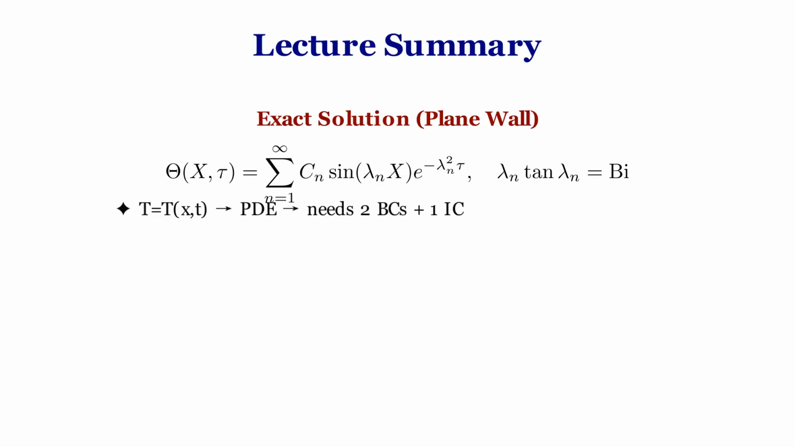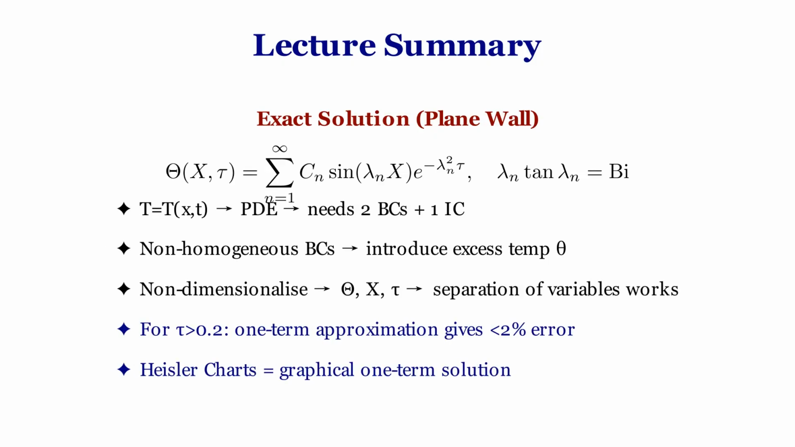To summarize, transient analysis is complex because temperature is a function of both position and time. Our boundary conditions are non-homogeneous, so we introduce excess temperature to make them homogeneous. After non-dimensionalisation, separation of variables applies cleanly to yield an exact analytical solution. Though exact, this is impractical for routine engineering work. Heisler charts present the one-term approximation graphically, valid for Fourier numbers greater than 0.2.